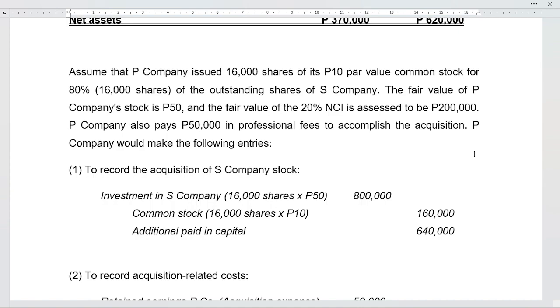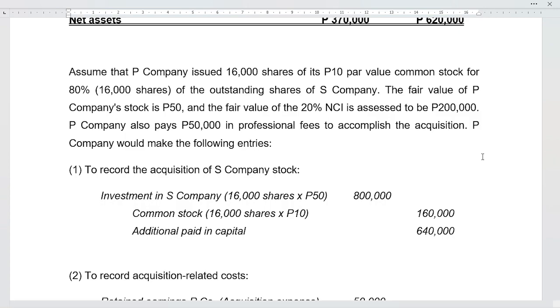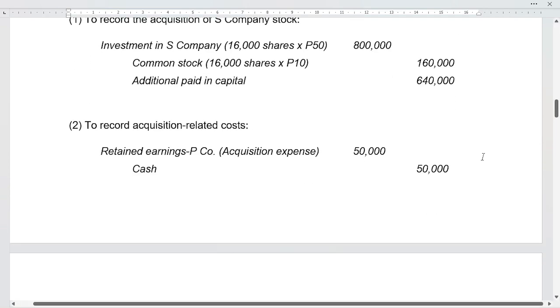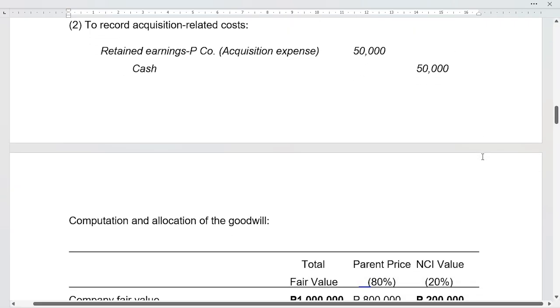P Company would make the following entries. Number one, to record the acquisition of S Company stock, the journal entry is debit investment in S Company of 800,000, credit common stock of 160,000, and additional paid-in capital of 640,000. Second, to record the acquisition related cost, debit retained earnings of P Company, that is 50,000 pesos, and credit cash 50,000 pesos.